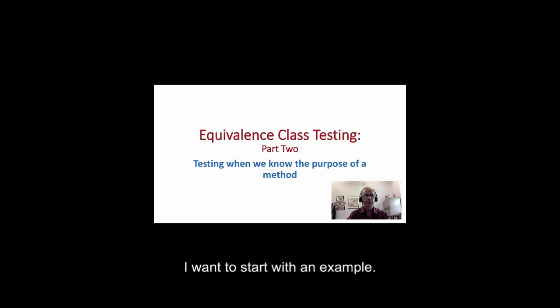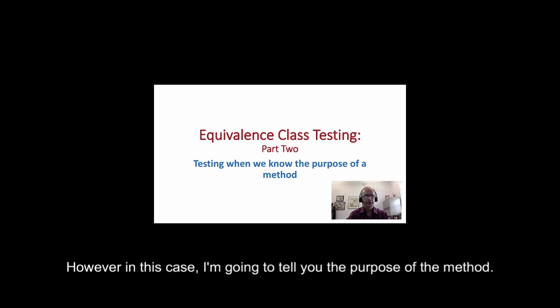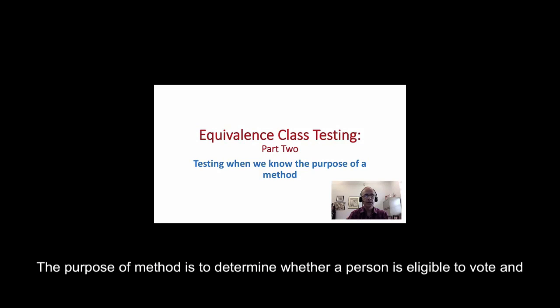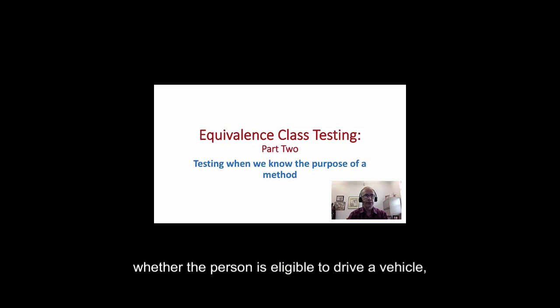I want to start with an example. It's a similar example to what we did in part 1. However, in this case, I'm going to tell you the purpose of the method. The purpose of the method is to determine whether a person is eligible to vote and whether the person is eligible to drive a vehicle, given one input, which is the age of that individual.